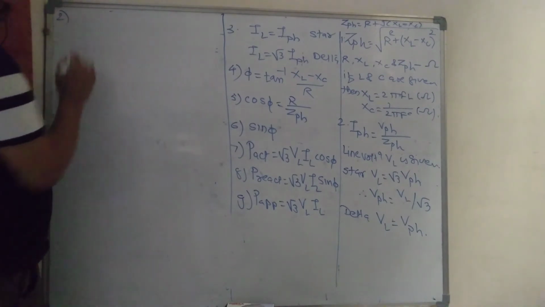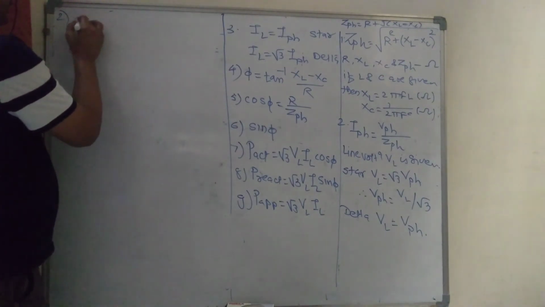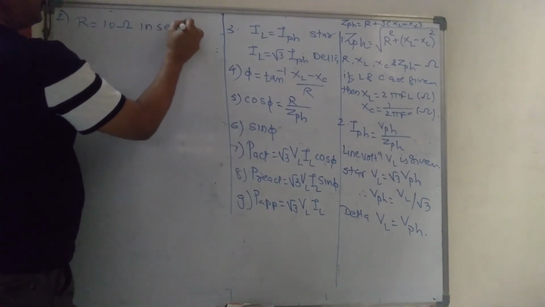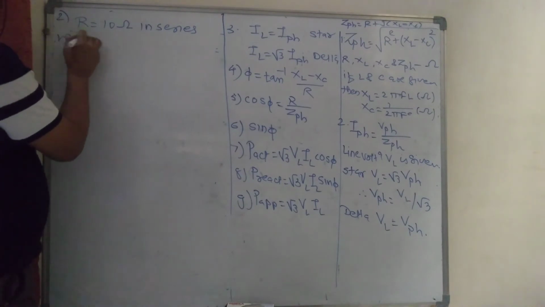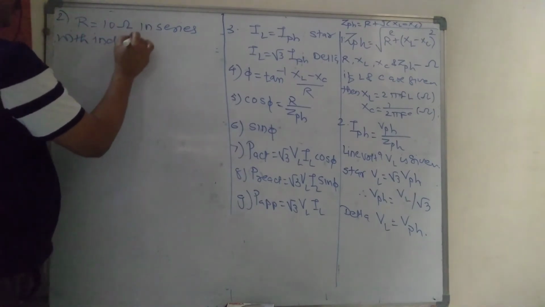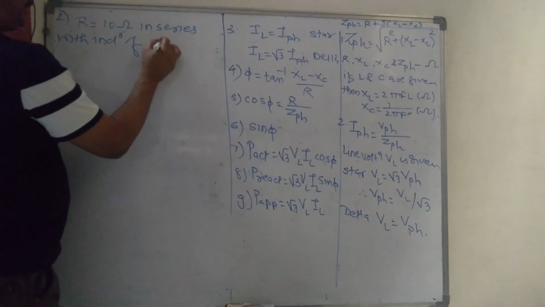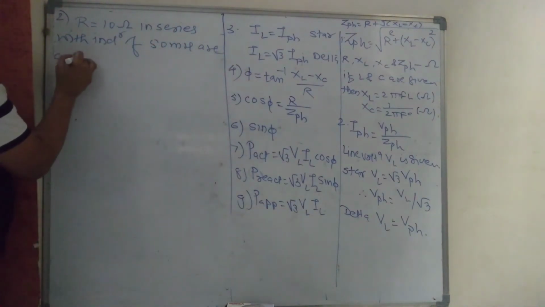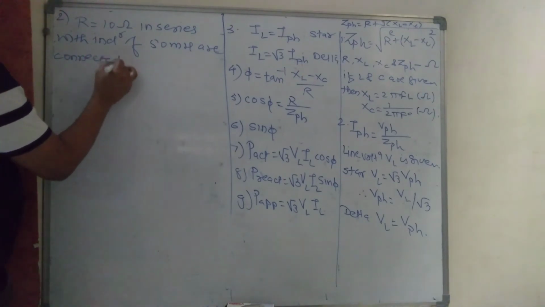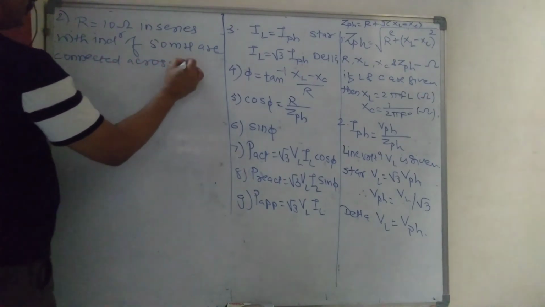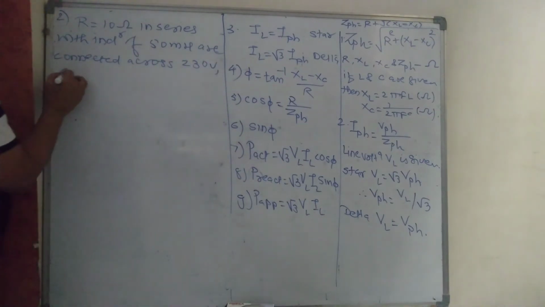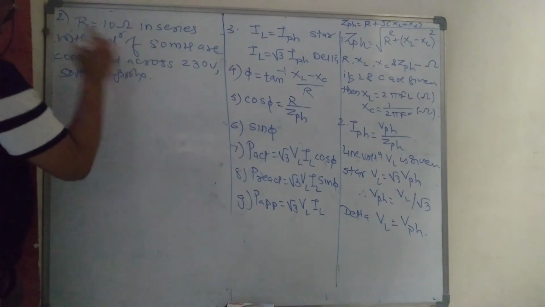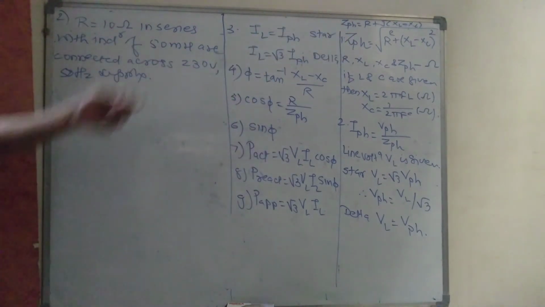Now, suppose the numerical is like this. R is equal to 10 ohms in series with an inductor of 50 millihenry, connected across a 230 volt, 50 hertz supply. Calculate again on this, if this is the question.